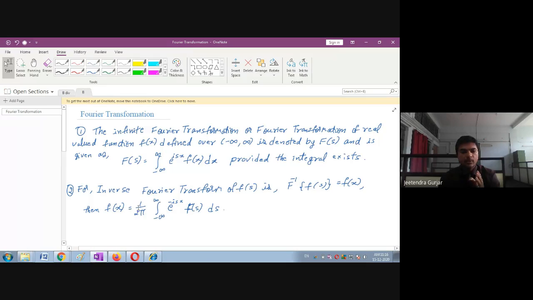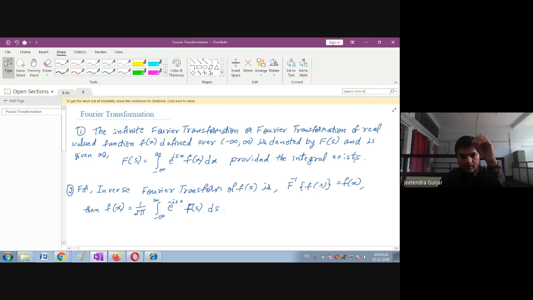Then f of x is equal to 1 upon 2 pi integration minus infinity to infinity e raised to minus isx F of s ds. So please remember this definition, students. What it's saying is that whatever infinite Fourier transformation we are going to do by taking the real valued functions, it is always defined in the interval minus infinity to infinity. So you can see this is integration from minus infinity to infinity, and then e raised to isx f of x dx, provided the integral exists.